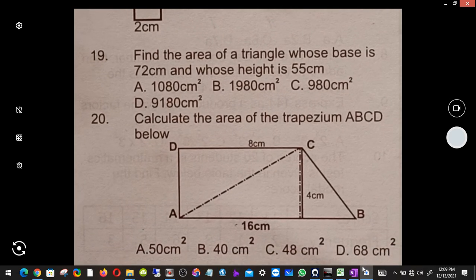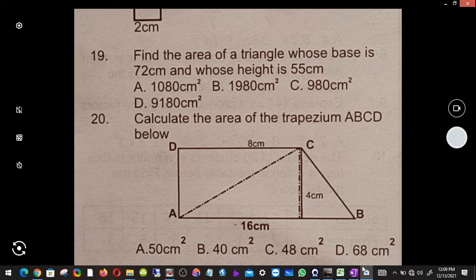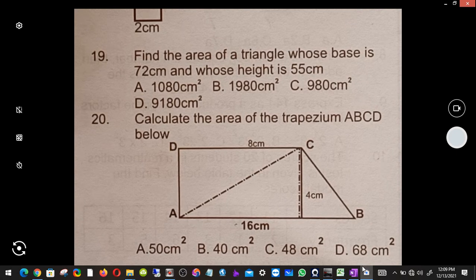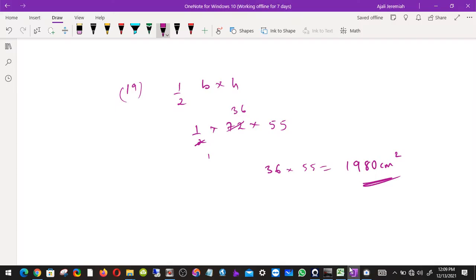Number 20. Calculate the area of a trapezium ABCD below. From the look of this diagram, though it's supposed to be indicated, these two sides are the parallel sides. We are supposed to indicate that this is parallel to this. You know the formula, right? Yes. What's the formula? Half, open bracket, the sum of the parallel sides. So these two are the parallel sides that's supposed to be indicated, but they didn't indicate it. But from the diagram, it's showing there.